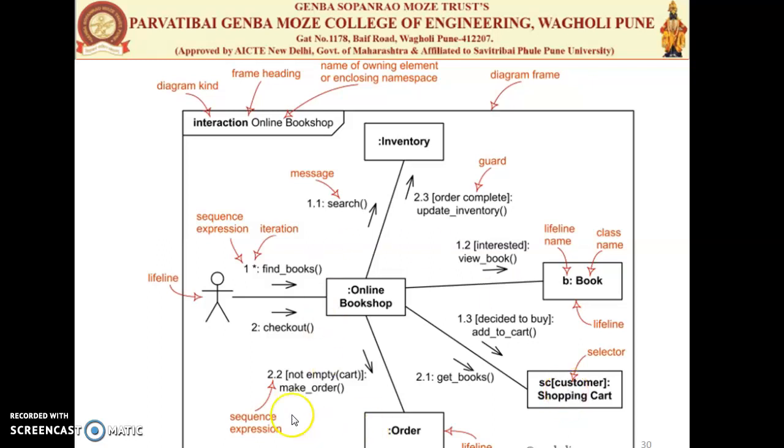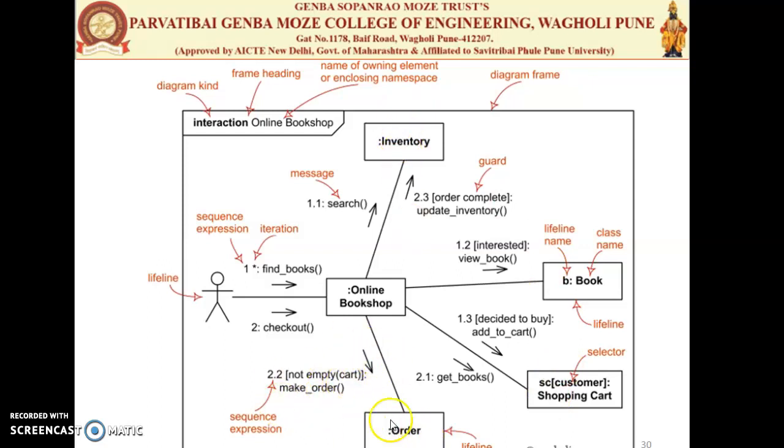Then, the second message, he will also search for the inventory. Whenever a book is ordered by the customer, it will be searched in the inventory whether the book is available or not. After it is available, it will be added to the shopping cart. Now the second is from the user itself, that is checkout. Whenever the book is available and added to the shopping cart, the checkout process will be done by the actor. So whenever the checkout process is done, the get book method will be called. So it will add this shopping cart to the checkout process, to the order process.